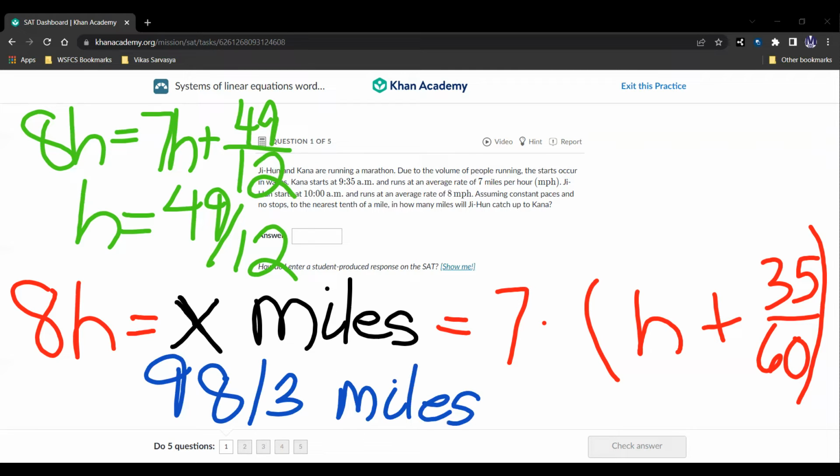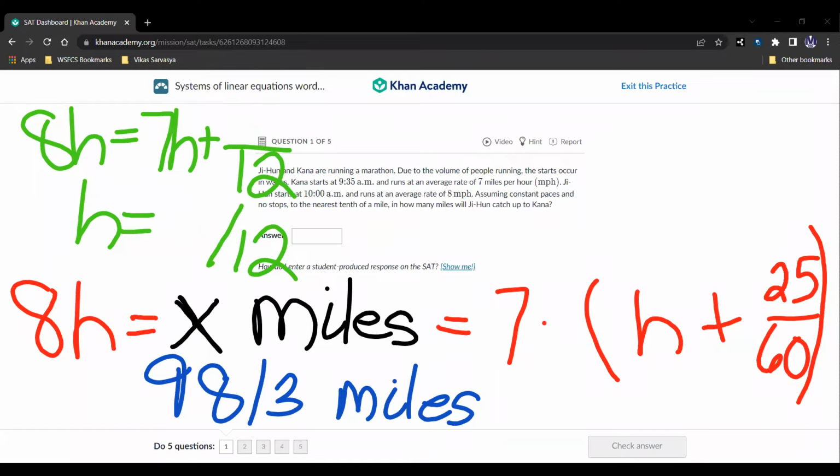98 over 3 miles is around 33 miles, which is longer than a normal marathon, right? So let's recheck our work just to be sure. We have the 7 times h plus 35 over 60. Actually, something so obvious that I really should have caught it earlier: it's not 35 minutes, it's 25 minutes. This is why you check your work. 9:35 to 10 a.m. is 25 minutes.